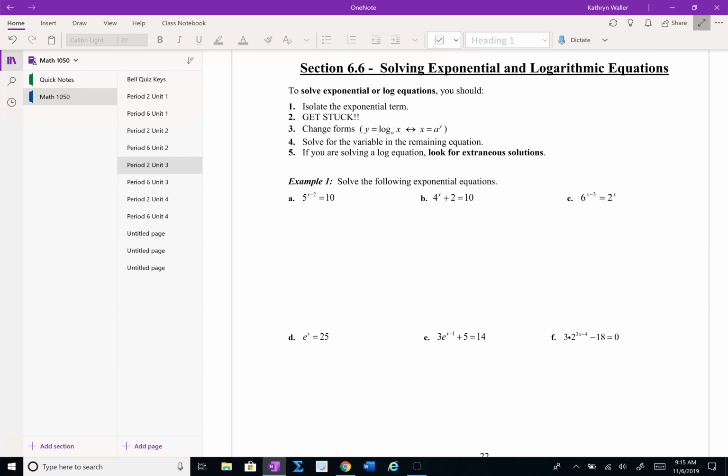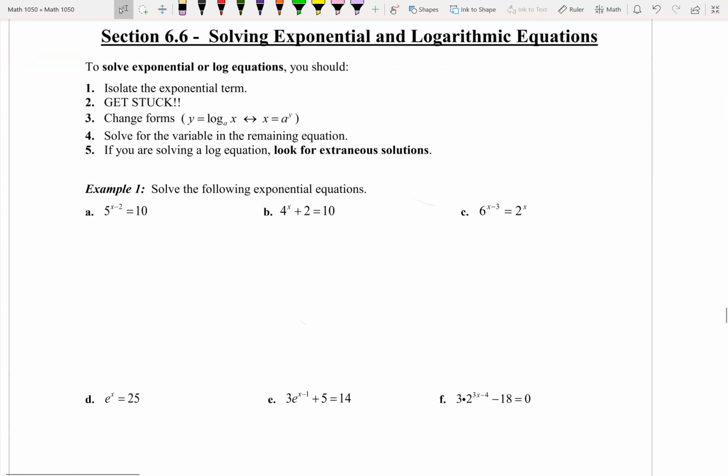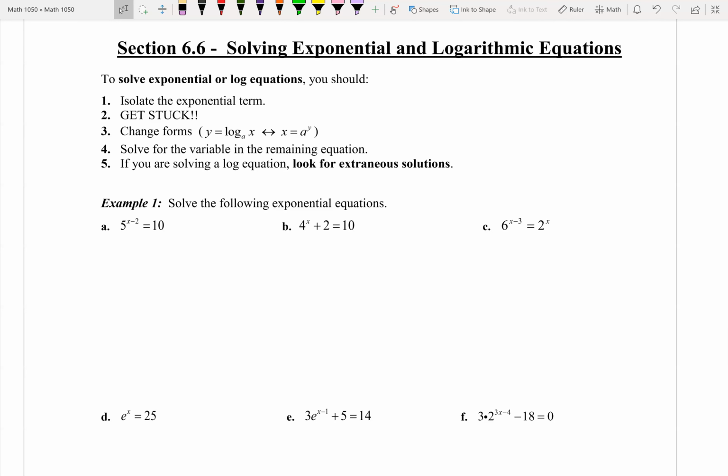So just tuck those away, okay? Okay, so we are going to spend our day solving lots of exponential and lots of log problems, okay?